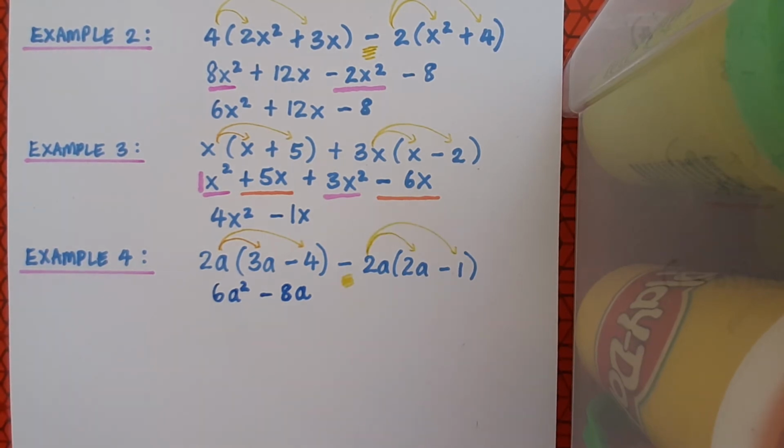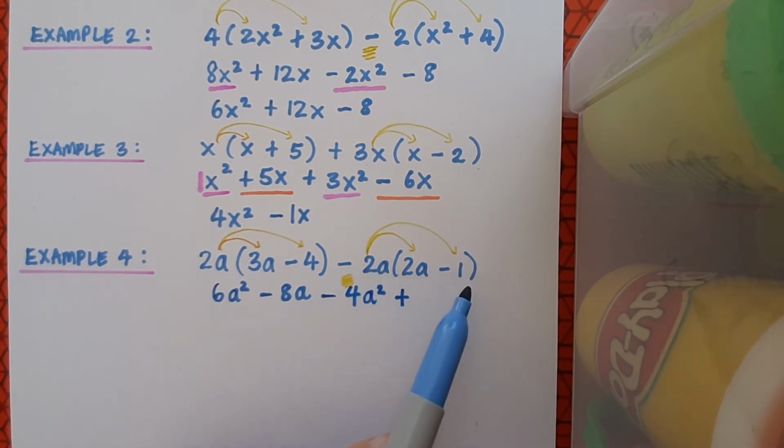Then I need to expand the second bracket. Again, I've just highlighted here that this is a negative 2a, so you have to take that into account. So a negative by a positive makes a negative. 2 by 2 makes 4. And a by a makes a squared. Finally, minus 2a by minus 1. So a minus by a minus is a plus.